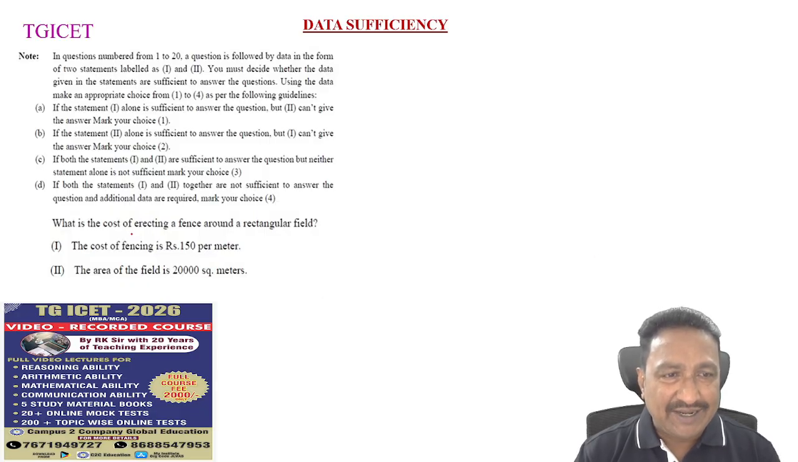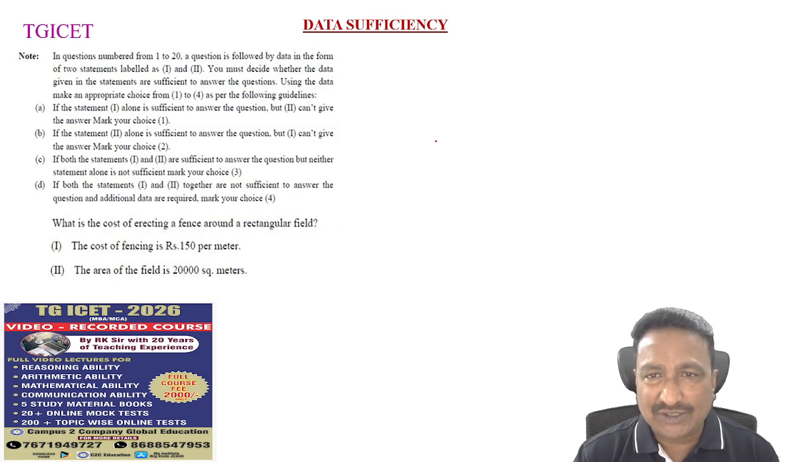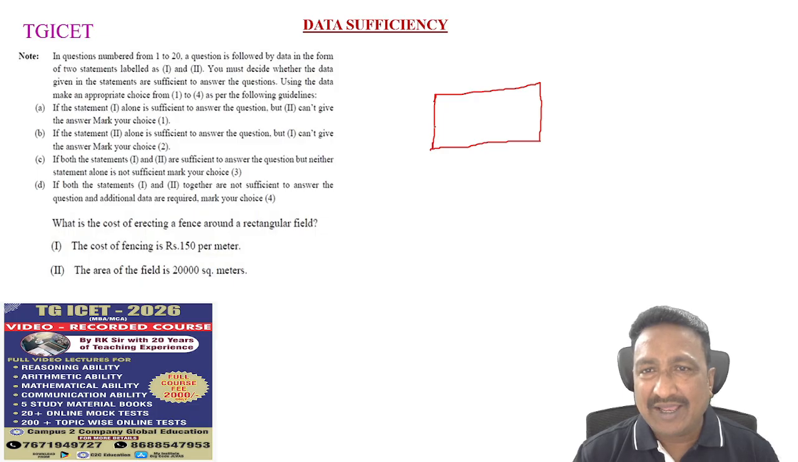Now look at the next question. What is the cost of erecting a fence around a rectangular field? So there is a rectangular field. So we have to make a fencing around this rectangular field. So whenever they say around a rectangular field or around a circular field or around a square field means we should find the perimeter. So perimeter of a rectangle is equal to 2 into length plus breadth.